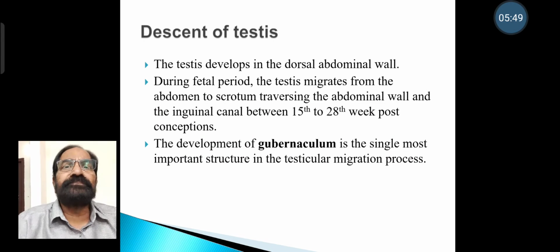Descent of testis. Testis develops in the dorsal abdominal wall. During fetal period, the testis migrates from abdomen to scrotum, traversing the abdominal wall and inguinal canal between 15 to 28 weeks post-conception. The development of gubernaculum is the single most important structure in the testicular migration process.